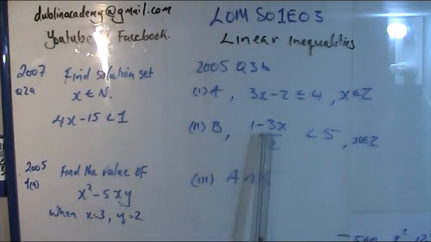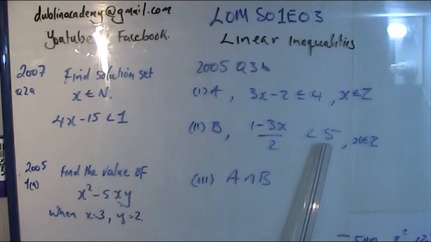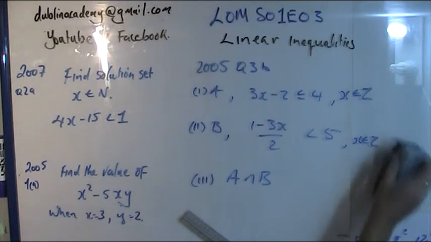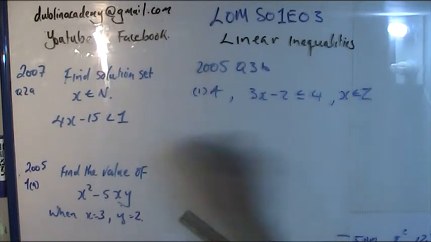And B is equal to this, 1 minus 3x over 2 is less than or equal to 5. And it says in the end solve this, A intersection B. So in maths we just forget about these two and we continue with this one here. So I'm going to rub out this and we'll get along with the questions.